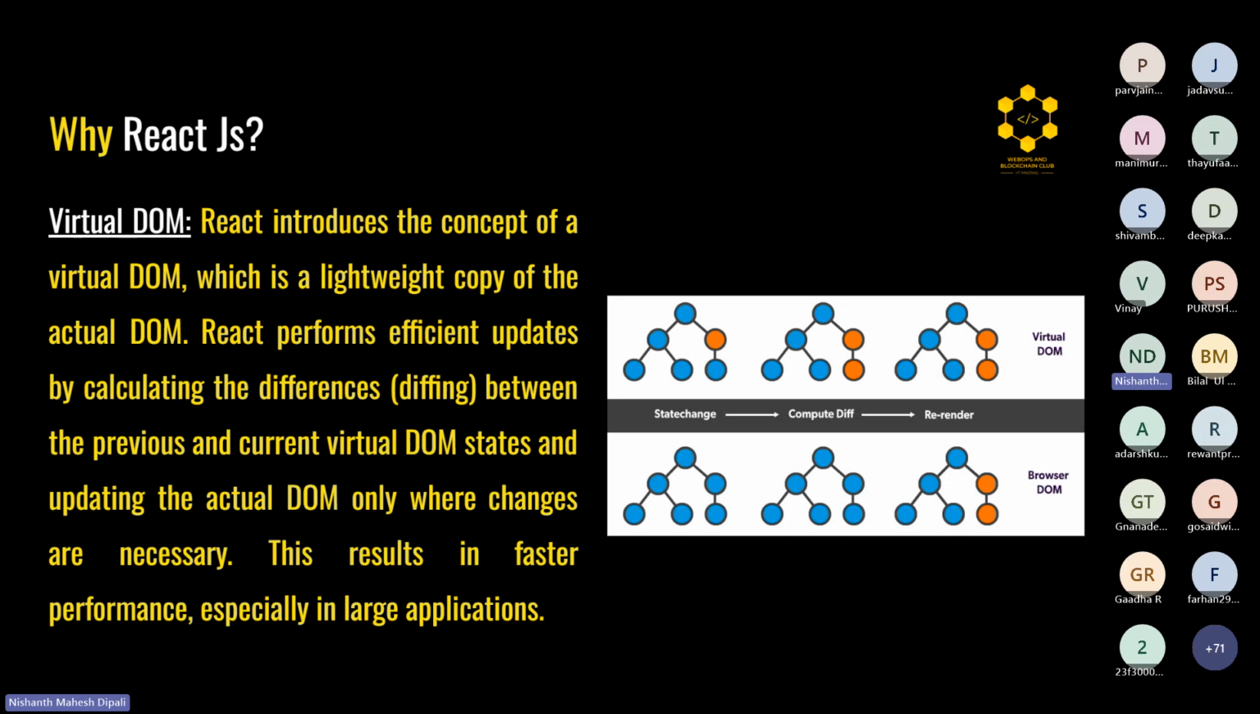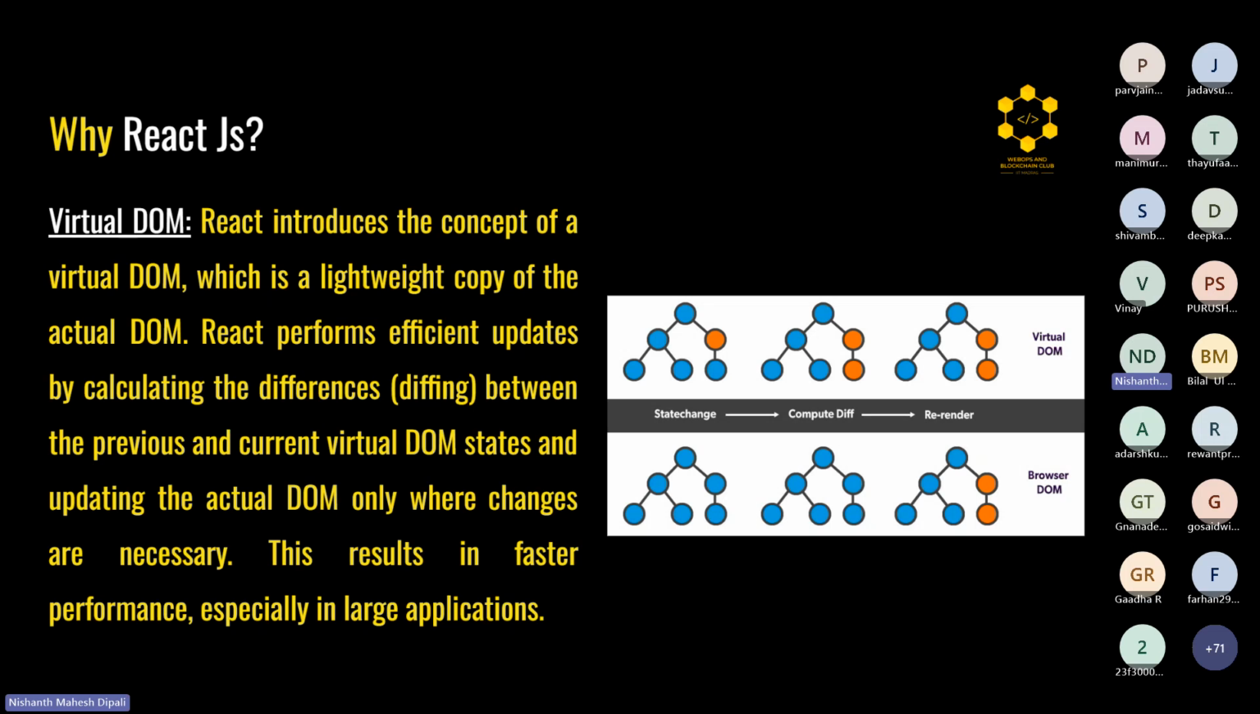So first, let us understand why we are moving away from the plain HTML, CSS, and JavaScript. So the main issue is whenever we have to update the DOM, we have to write a lot of code, and it makes maintaining the website, like huge web apps, quite difficult. So what React offers is called as virtual DOM.